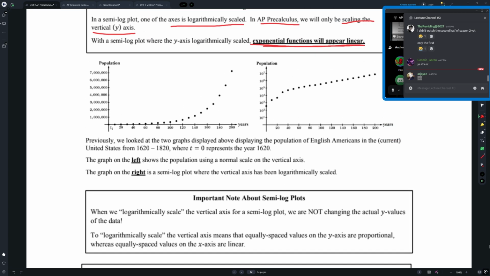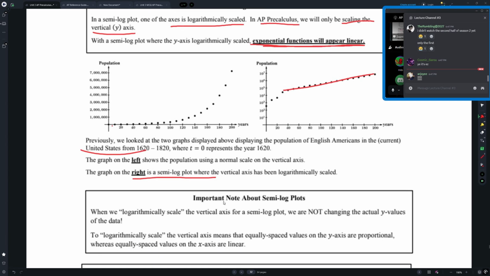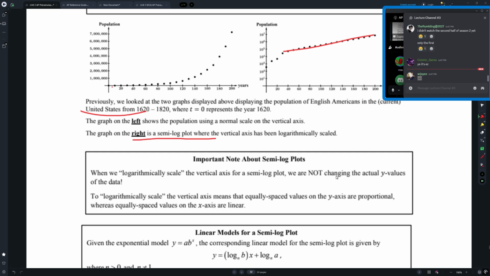So this is the human growth over time in the United States, and that's exponential growth. And now on the right, it's been logarithmically scaled, so now it looks pretty linear. Keyword: pretty linear. When we logarithmically scale, we're not changing the actual y values of the data. To logarithmically scale, the y-axis must be equally spaced on the log scale.